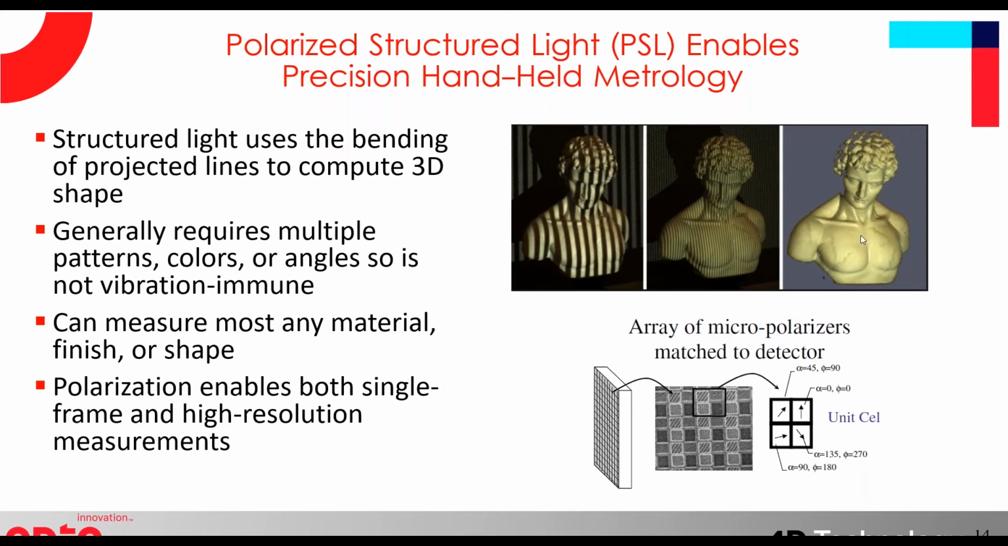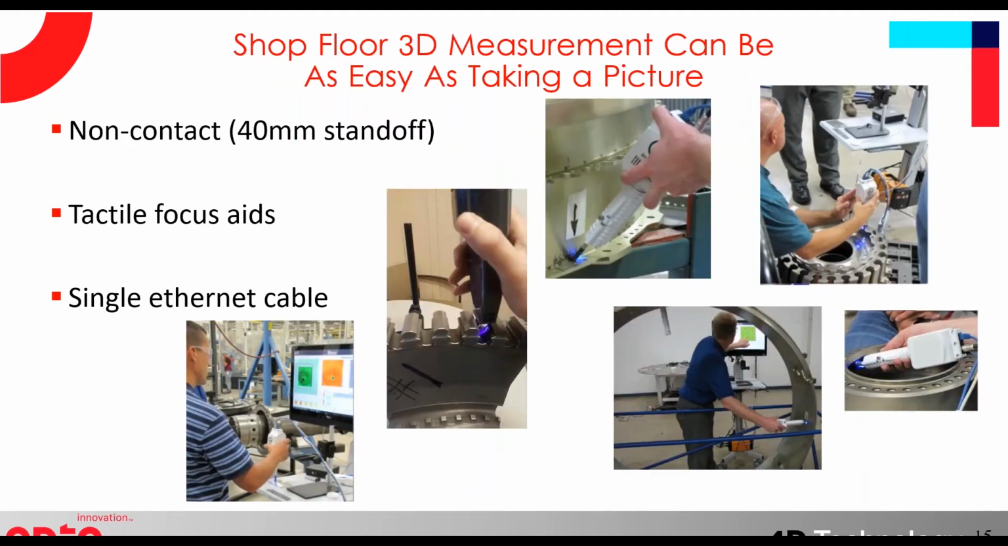That means you can be holding the device, you don't need vibration isolation, and you get a full 3D image very quickly. The goal is to make shop floor 3D measurement as easy as taking a picture. So here we have some different examples where you have a tactile focus aid that gets you to the right distance. You merely bring the device up to a part on the shop floor, hit an onboard trigger, and take measurements. Kramer will be showing you a lot more of that.